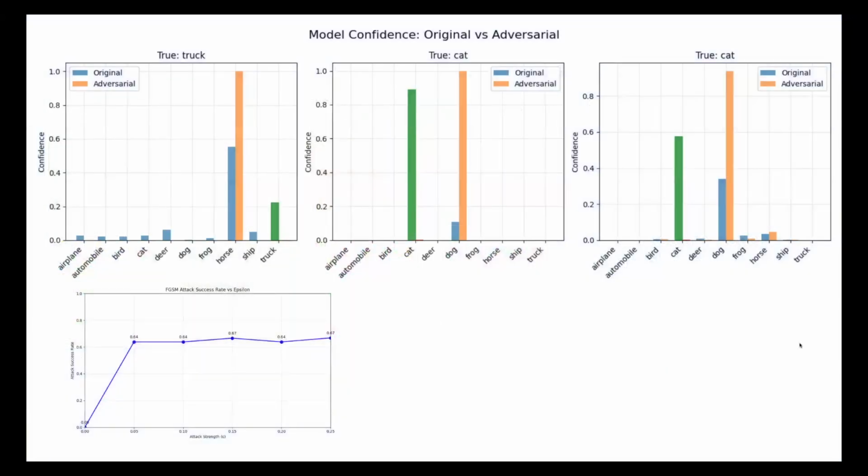All right. And then from there, we talked about this a little bit. We kind of touched on it. This is the model confidence, the original versus adversarial. So if you look at this first example and the first chart, the truck example, right? The model was 55% confident it was a truck, and now it's 100% confident it's a frog, right? So that's an example.